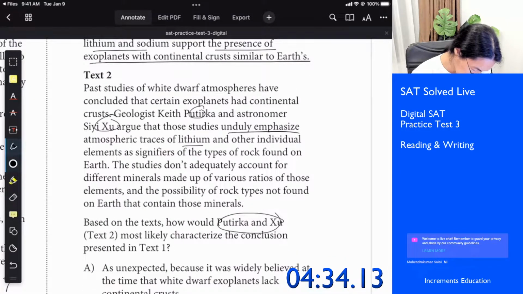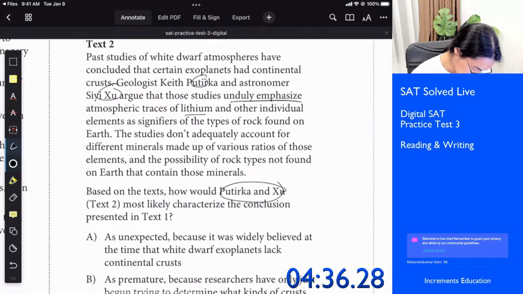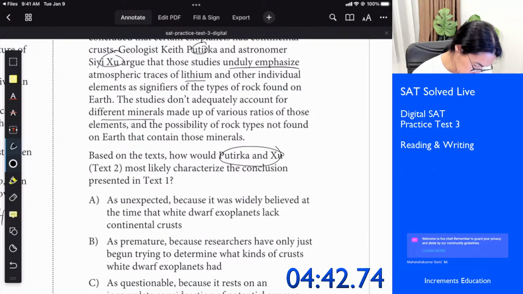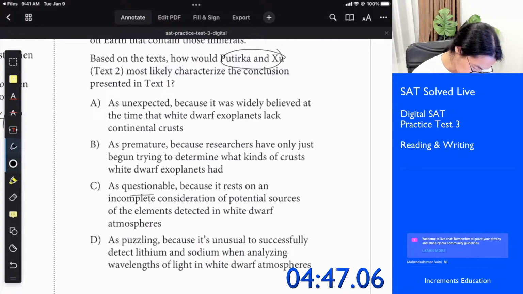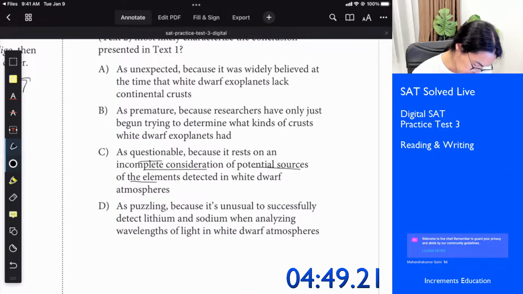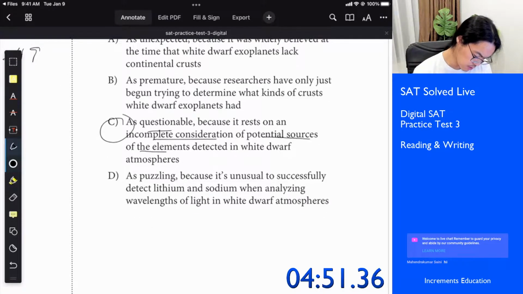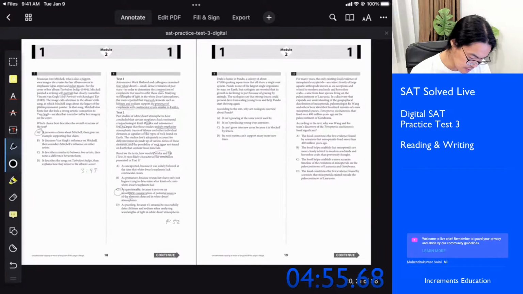Unduly emphasized lithium. Different metal various ratios of okay, different rock types. Okay, as questionable because rests on influence princess. Yeah, those elements can be kind of not exactly the same as they are on Earth.